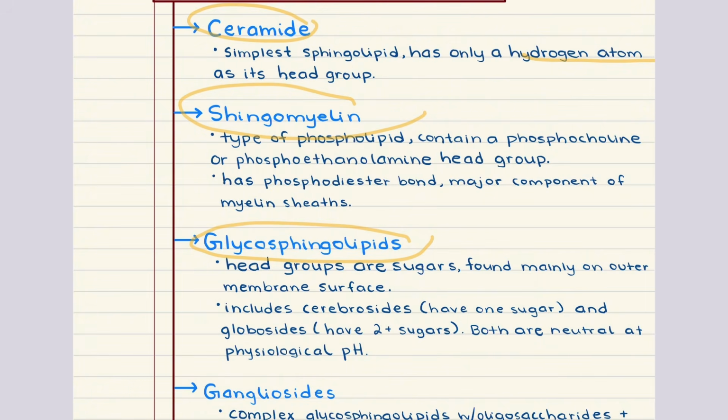Here there are two main types I want to discuss. We have cerebrosides, which contain a single sugar residue like glucose or galactose. And we also have globosides, which contain two or more sugars. Both of these are neutral at physiological pH, meaning they don't carry a net charge.